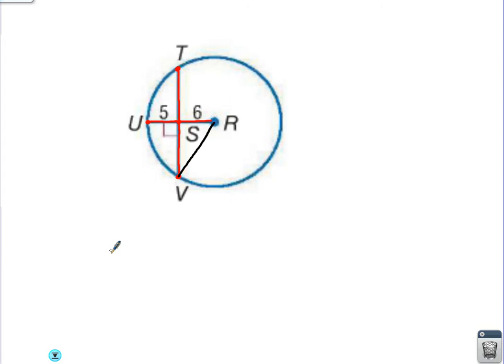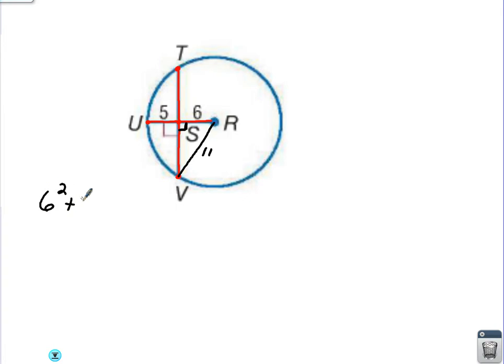If the distance from U to S is 5, the distance from S to R is 6, that means that whole distance is 11. Is that not a radius? Both of those are radius. So if this is 11, then this is 11. If this is a right angle, that means these lines are perpendicular, meaning that this is a right angle. Isn't that Pythagorean theorem? Wow. Even in circles, don't forget about Pythagorean theorem.